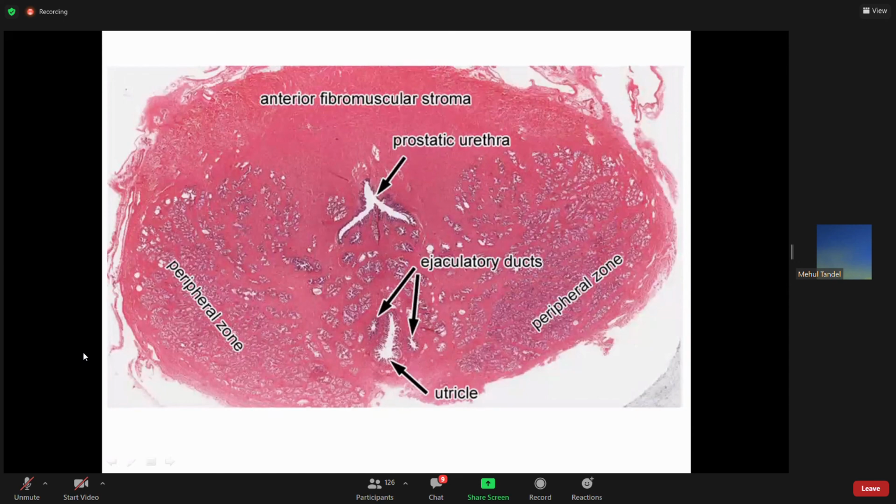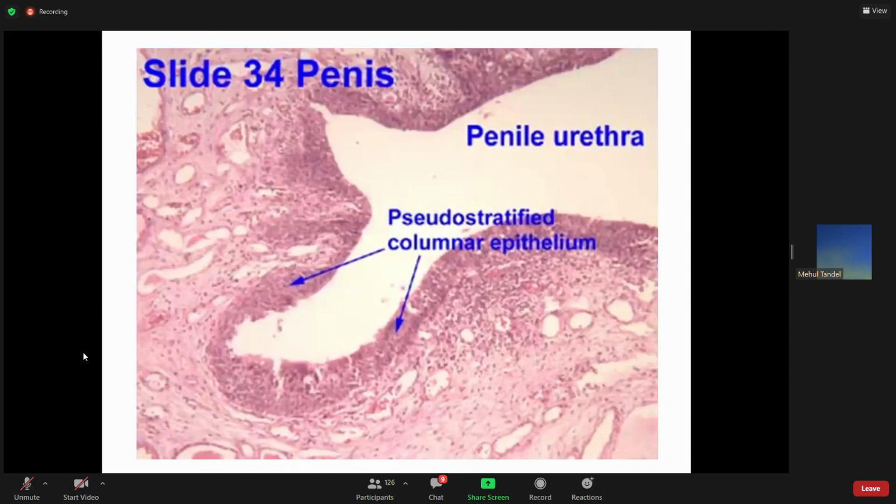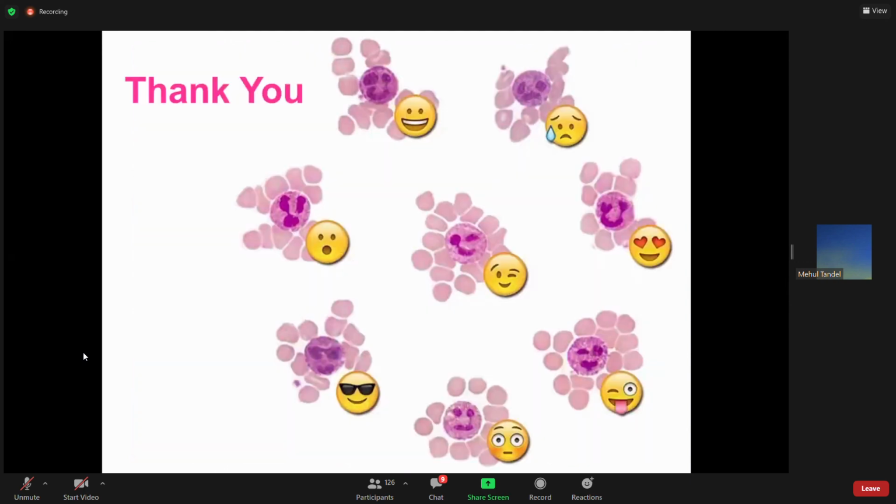Okay, same thing. You can see various epithelium, okay, penile urethra, pseudostratified columnar epithelium. So this is all about the male reproductive system.